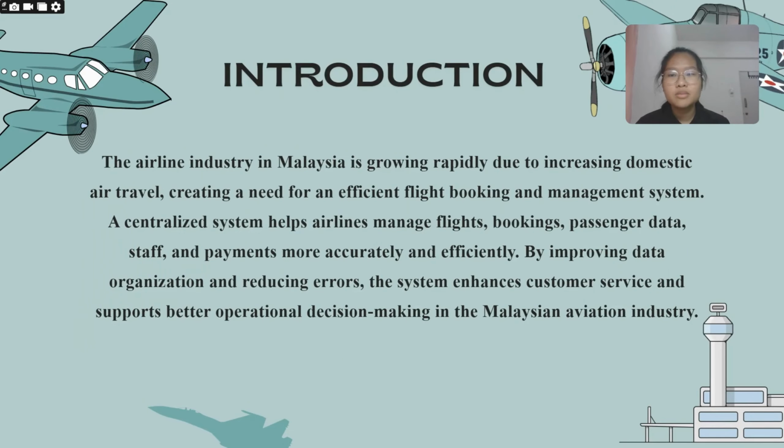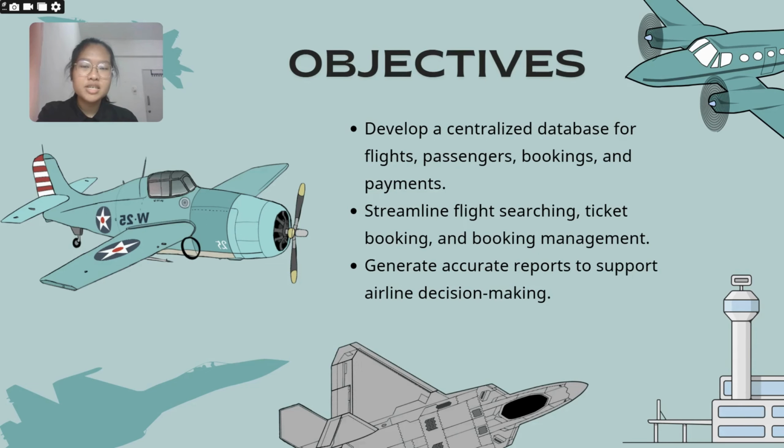Next, I will talk briefly about the introduction. The airline industry in Malaysia is growing rapidly due to increasing domestic air travel, creating a need for an efficient flight booking and management system. A centralized system helps airlines manage flights, bookings, passenger data, staff, and payment more accurately and efficiently. By improving data organization and reducing errors, the system enhances customer service and supports better operational decision-making in the Malaysian aviation industry.